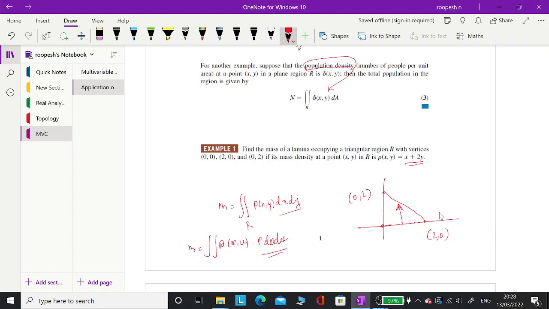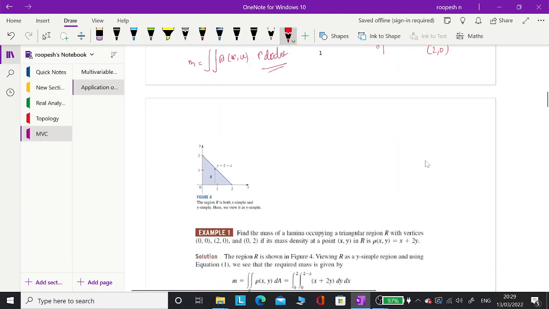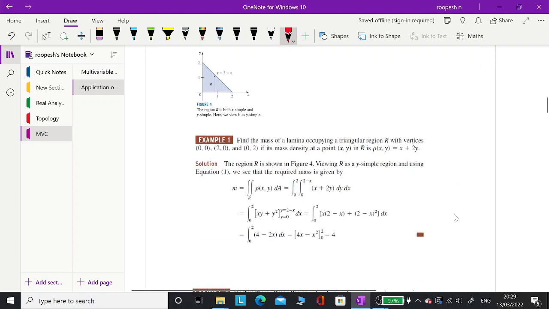Here we think polar form is easy because theta ranges from 0 to pi by 2, and r ranges from 0 to 2. So you can easily do this calculation by putting x equal to r cos theta, y equal to r sin theta. Here a picture is given, with the line y equals 2 minus x.